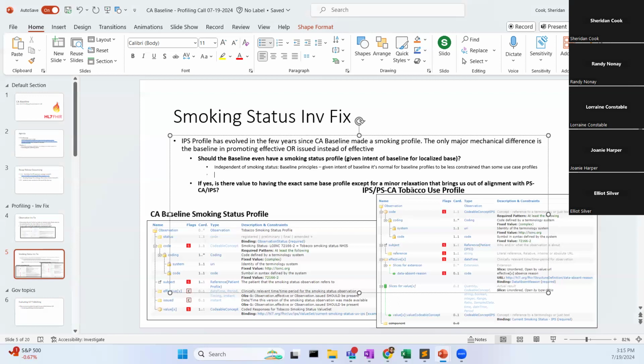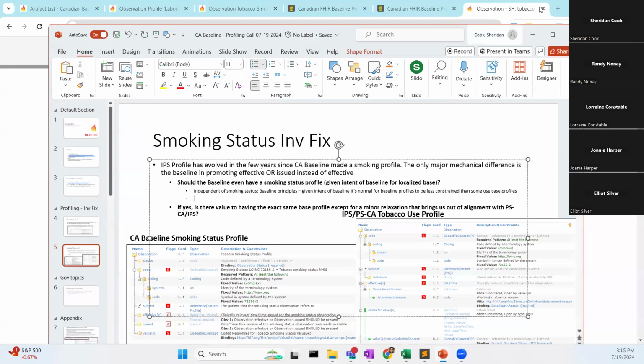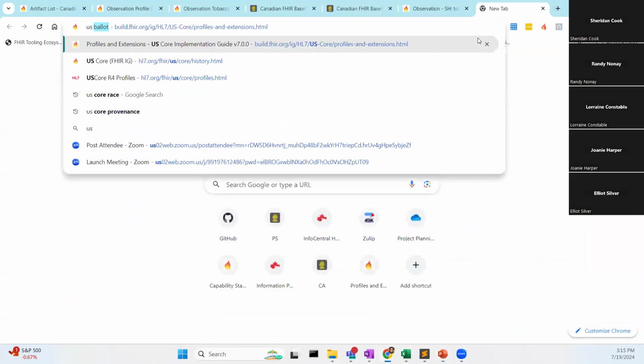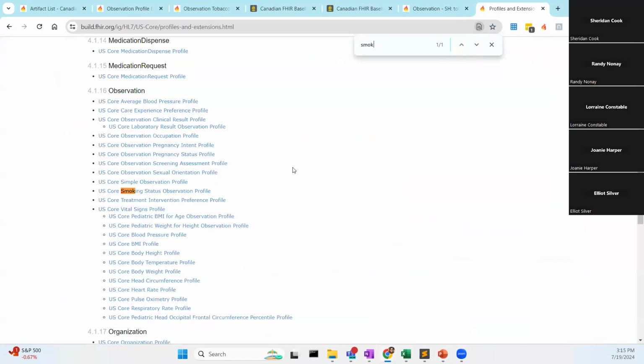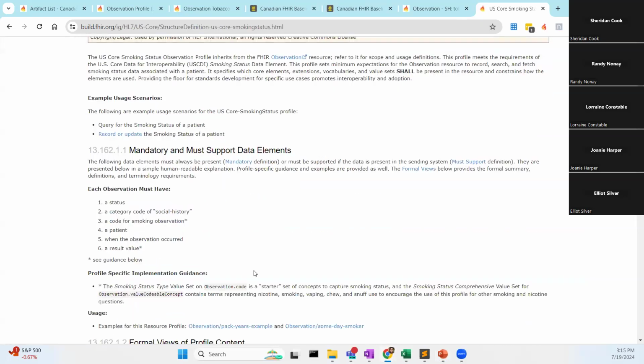I guess one of the questions for me is, why do we have a smoking status profile in the first place, and what was the goal? Because it may be that we're trying to support broader use cases, or it may be that its utility has been eclipsed by the fact that we have IPS. I don't know which the answer is, right? Correct me if I'm wrong.